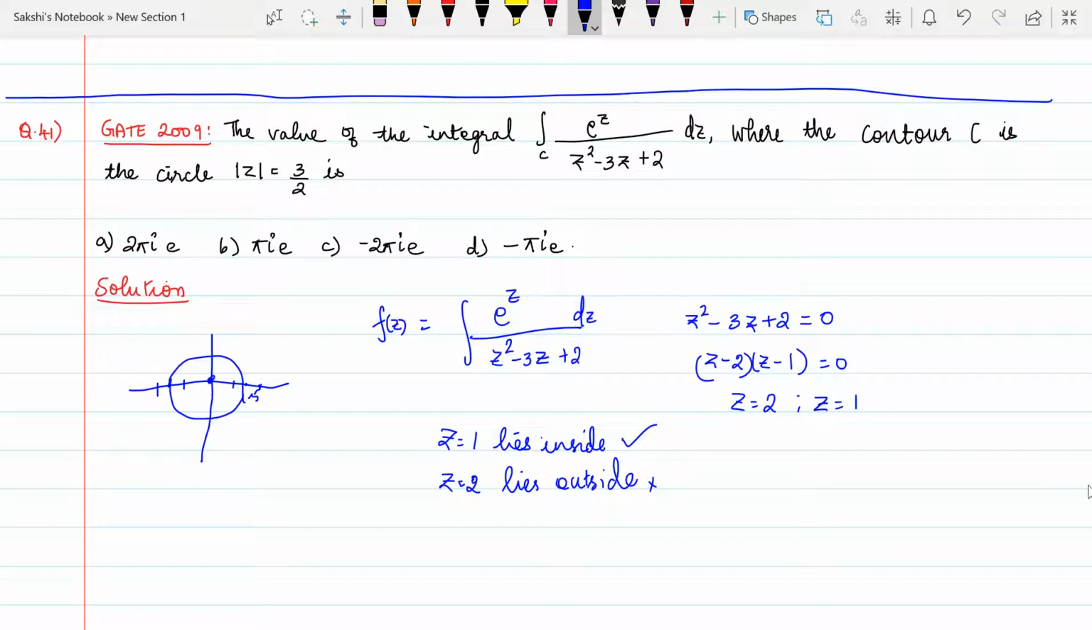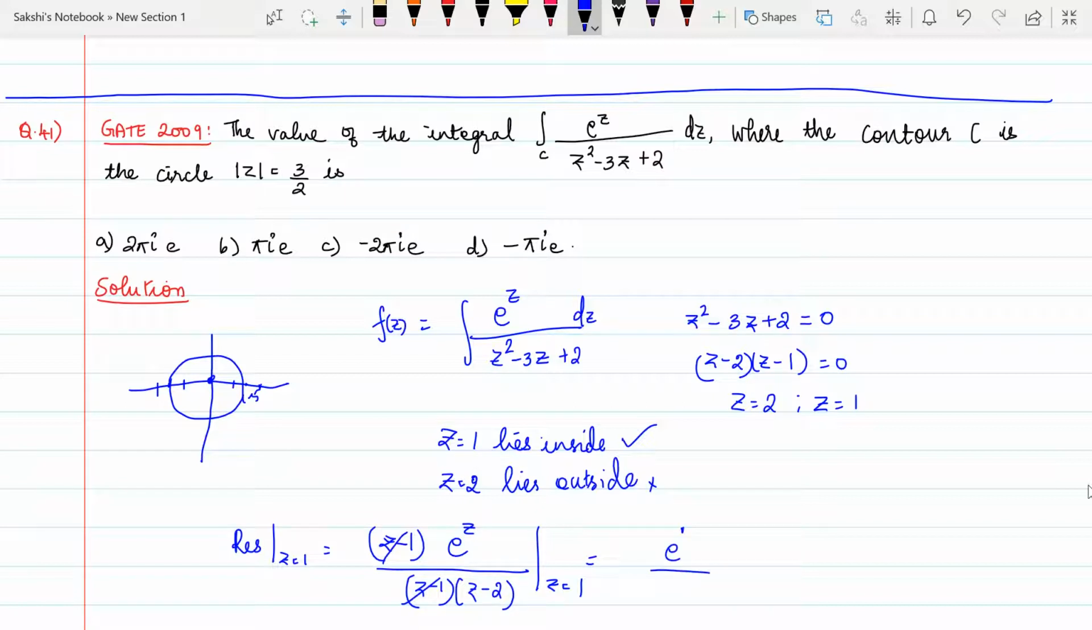In order to find the residue at z is equal to 1, note that this is a simple pole, a pole of order 1. So here we are just going to use the simple pole residue formula. When we do this, we get e power 1 divided by 1 minus 2, which is minus 1. So minus e. Now we have found the residue.